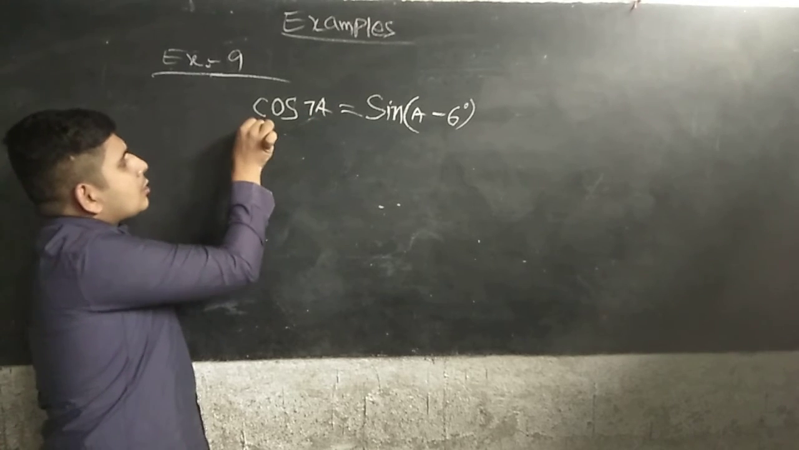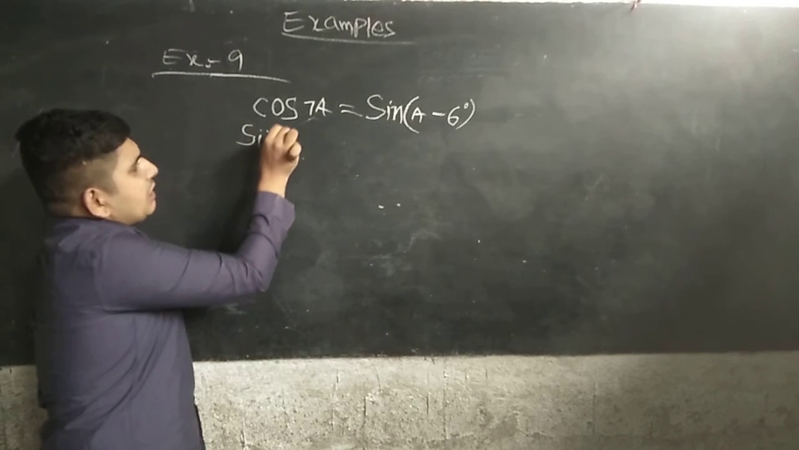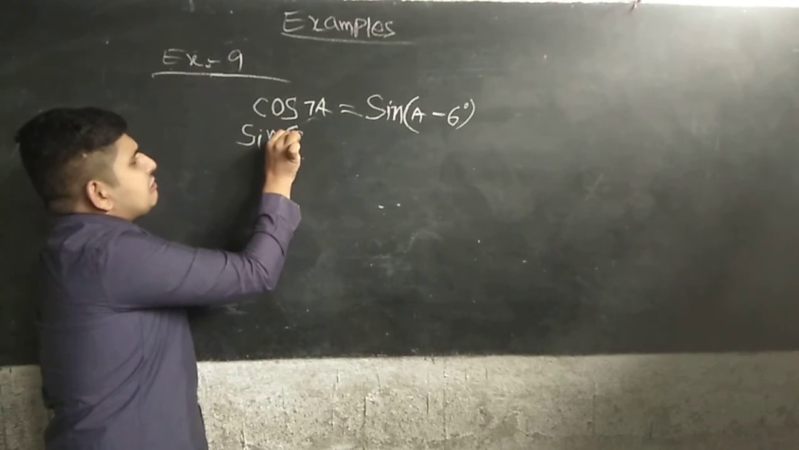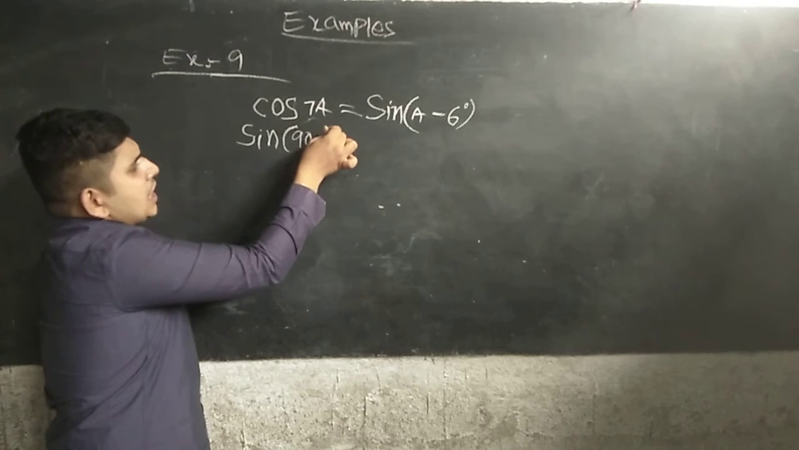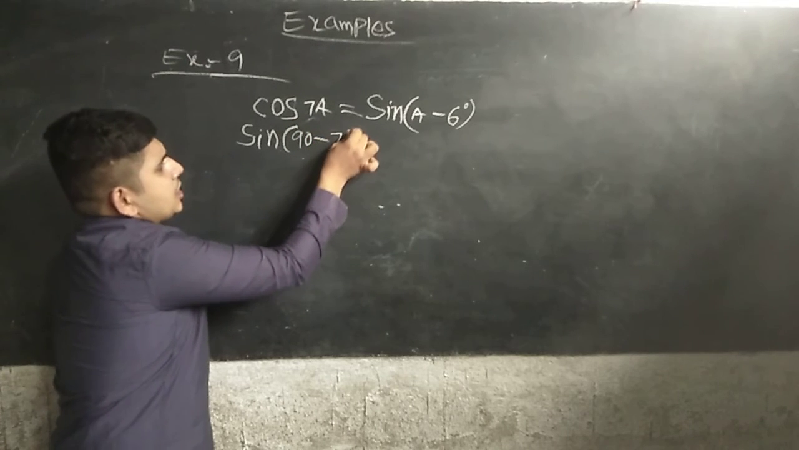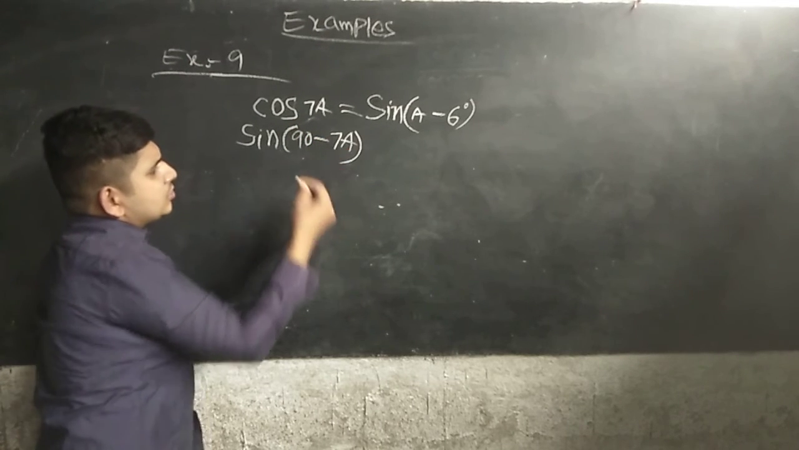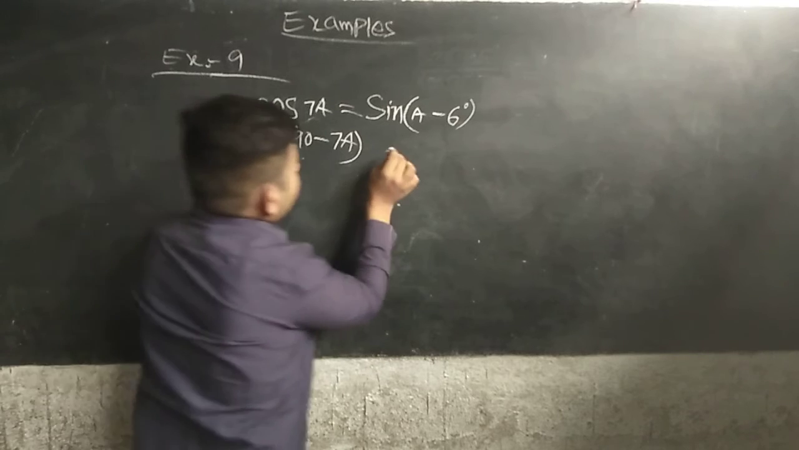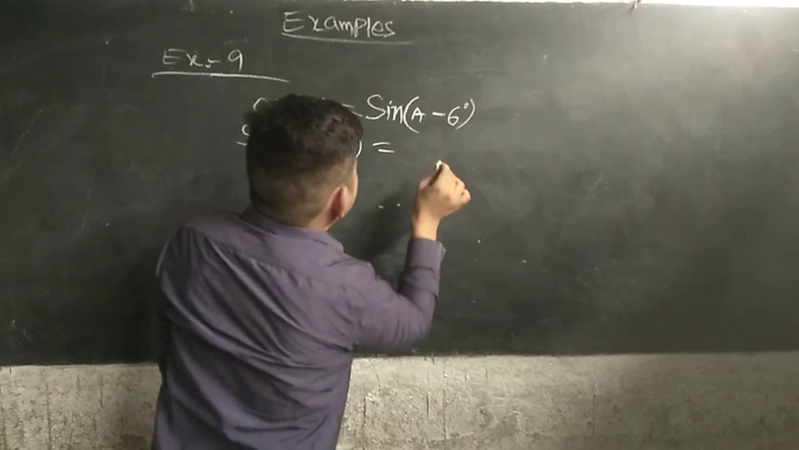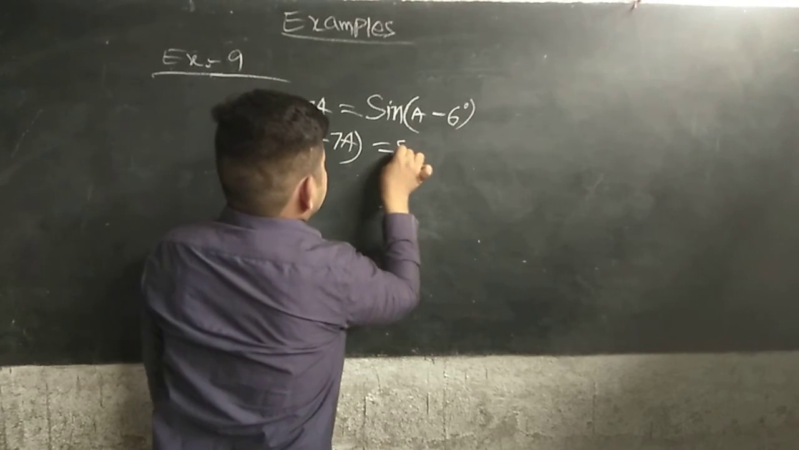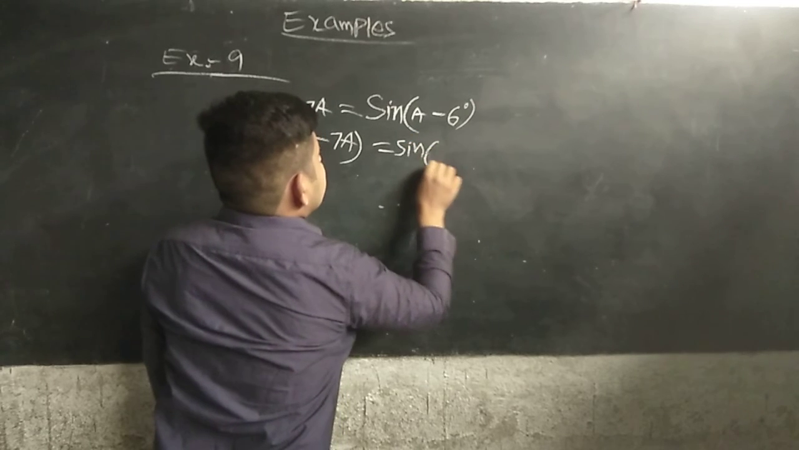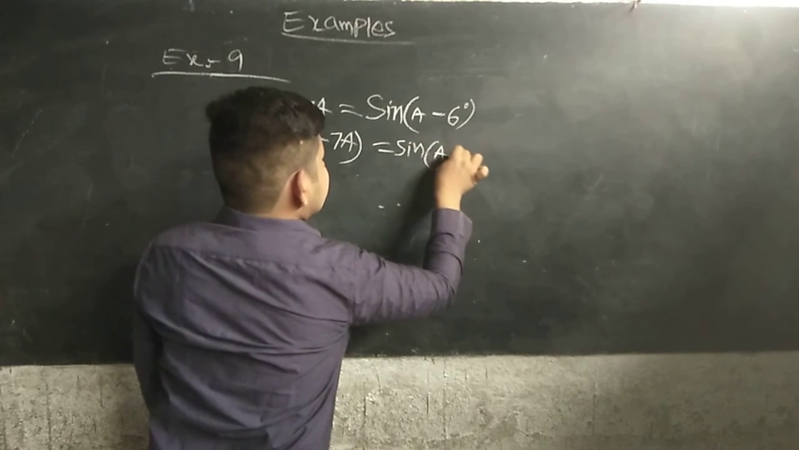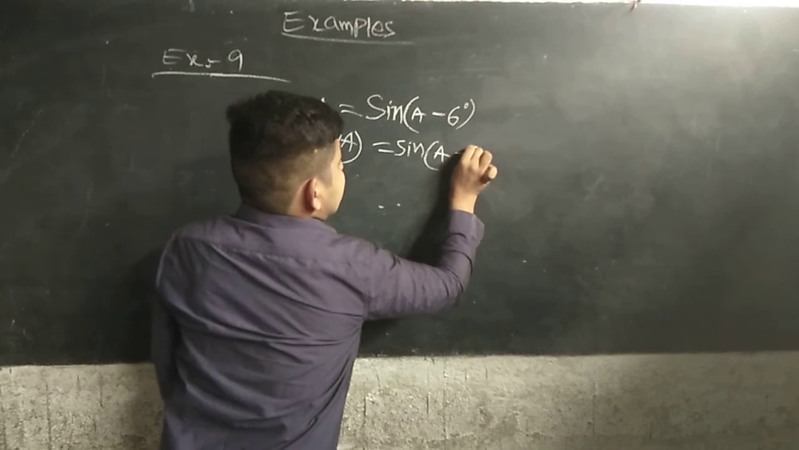Sin 90 minus 70 equal to sine of A minus 6 degrees.